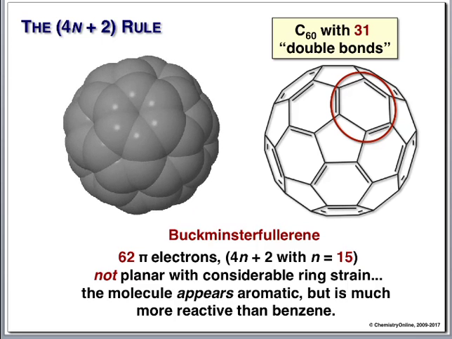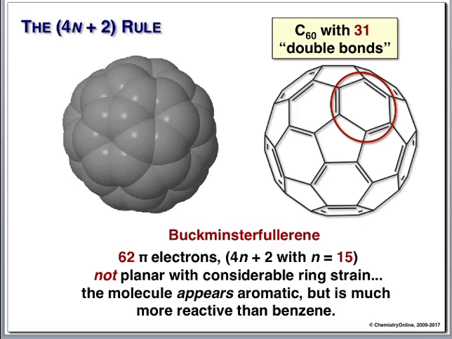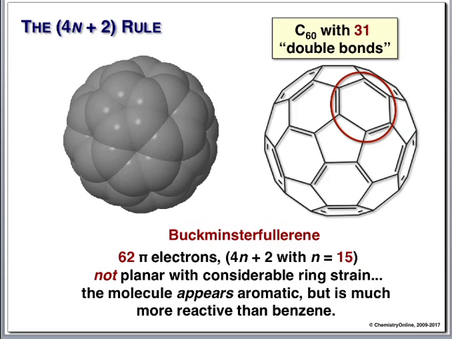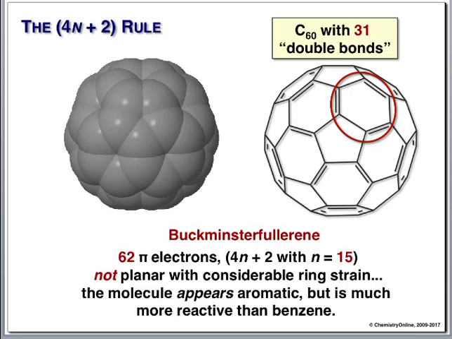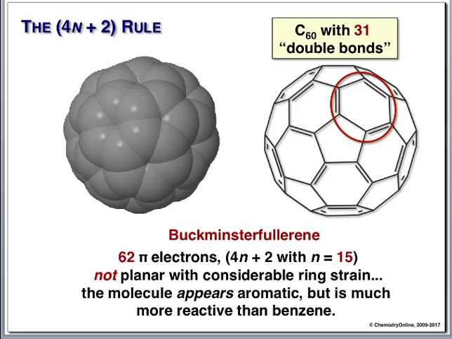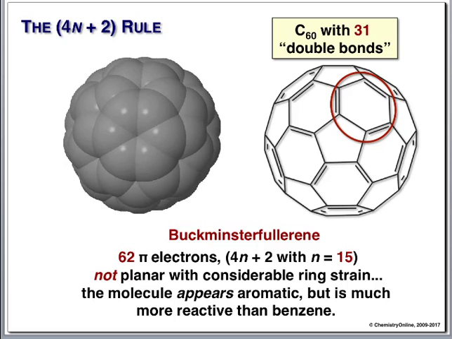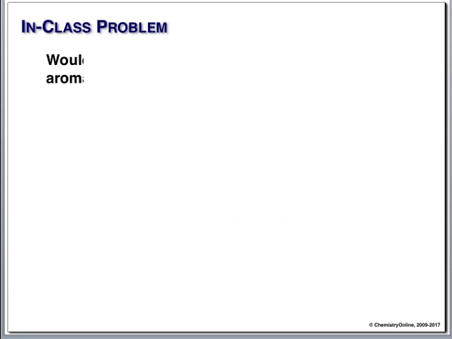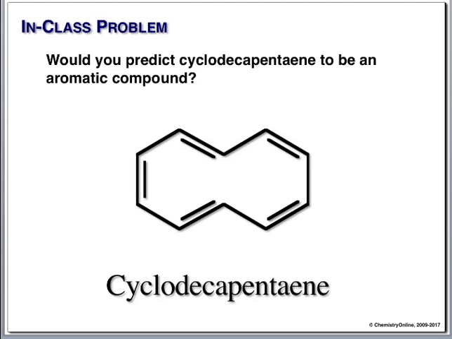All right, consider this guy. Here we have cyclodecapentaene. We have 10 carbons in a ring. 2, 4, 6, 8, 10. Now 10 pi electrons is a powerful number. Is this aromatic?